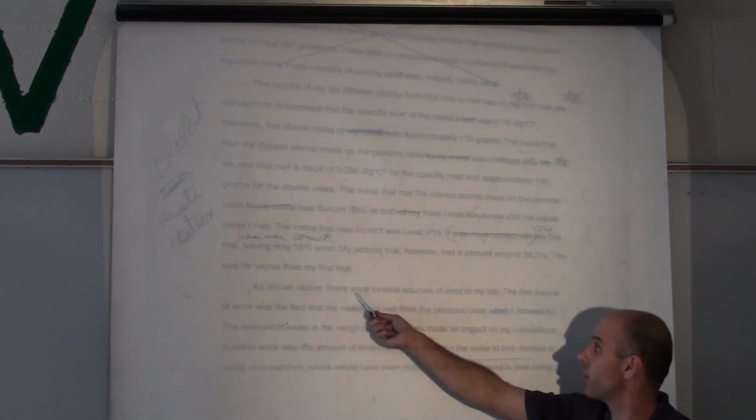Instead of my first trial, in the first trial, the calculations determined that the specific heat of the metal I had, you don't even need that, just specific heat of the metal was. Therefore, the atomic mass of my metal, you don't need that. Therefore, the atomic mass was approximately 170 grams. Then in the second paragraph, they go through their errors. There's their topic sentence. As shown above, there are several sources of error in my lab. The first source of error was the fact that the metal was wet from previous classes. So if you're specific, it makes it much easier.